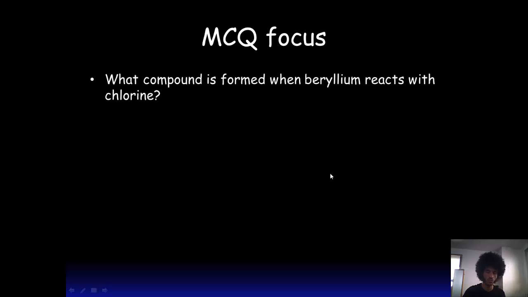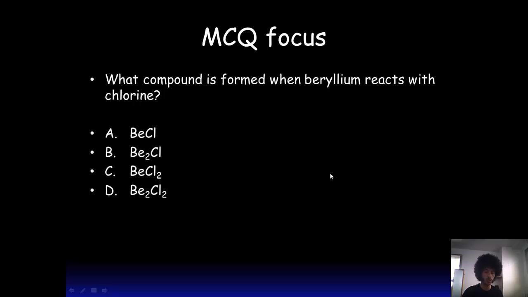So in order to tie it up, I'm just going to do a quick multiple choice focus. I find multiple choice can really trip you up with these kind of questions. And by going through these answers, I want to go through some techniques which I think will guarantee you good marks. So let's try a question, very straightforward. What compound is formed when beryllium reacts with chlorine? And there are your 4 options.